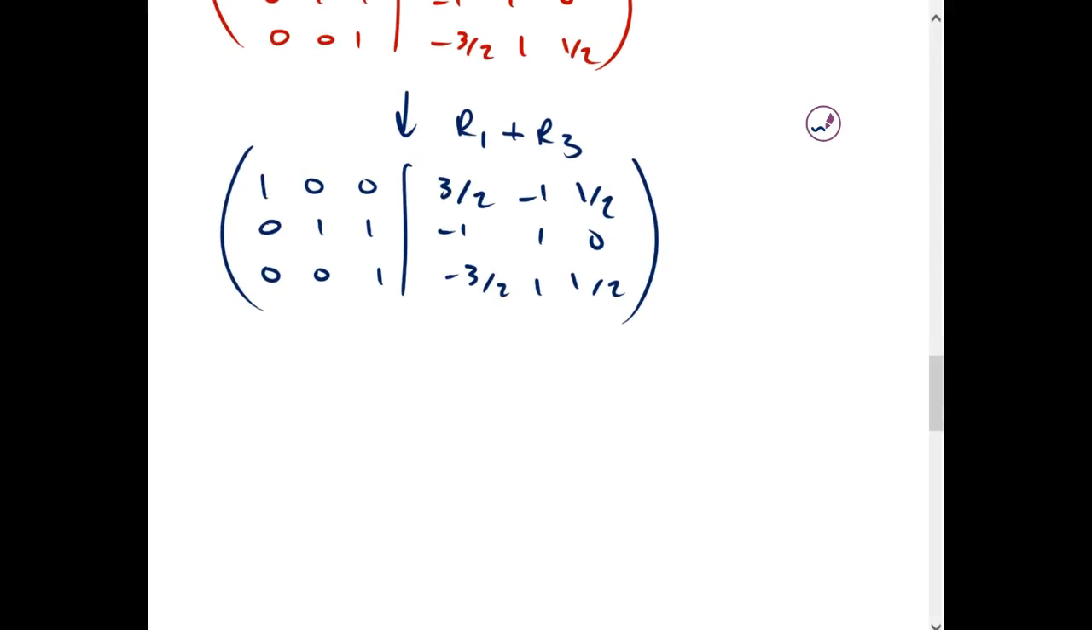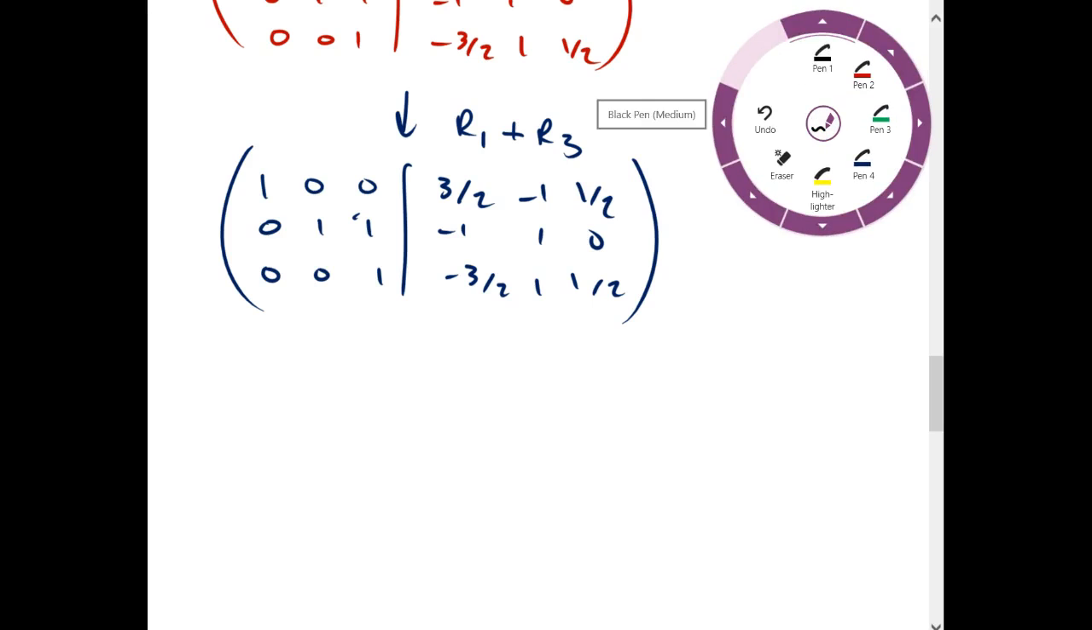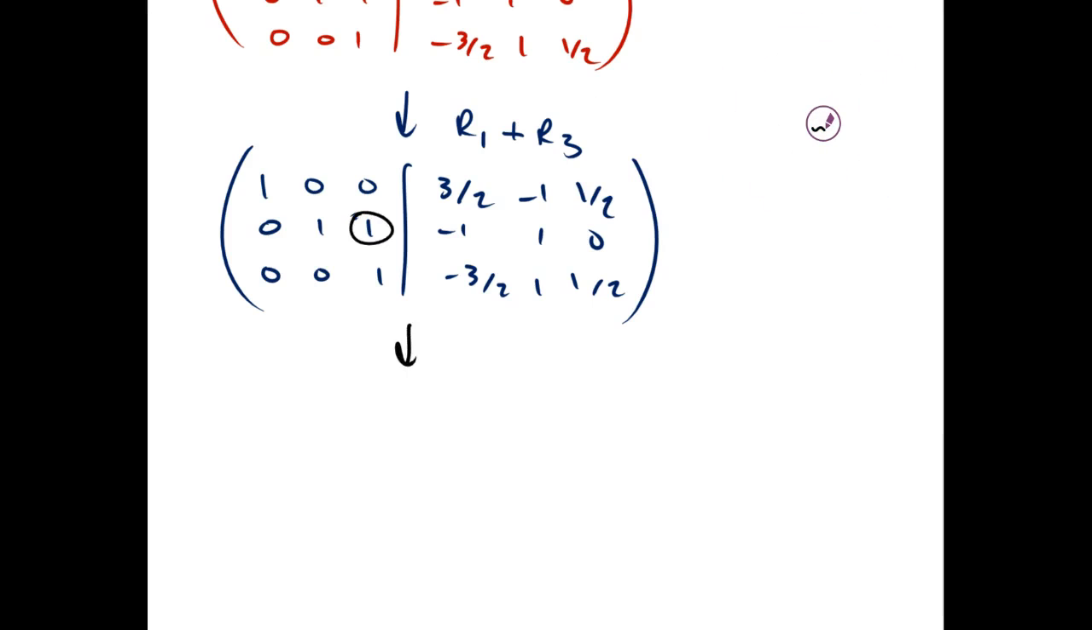Now we just have to get a 0 here. So we take R2, subtract R3 from it, and now we get, for this row, 0, 1, 0, and then 1/2, 0, negative 1/2.